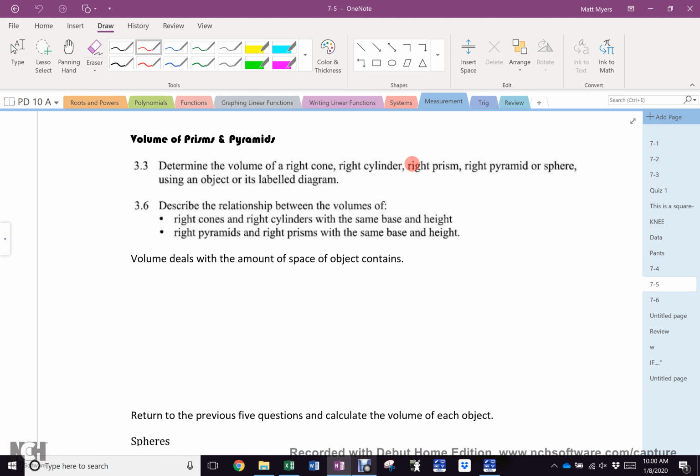Excellent. Volume deals with the amount of space an object contains. So we are talking about how much space the object takes up in the universe, which means we must worry about how many dimensions. 3. 1, 2, 3. Alrighty? Now, we use the word volume to also synonymously mean capacity. Those are two different things. Right?